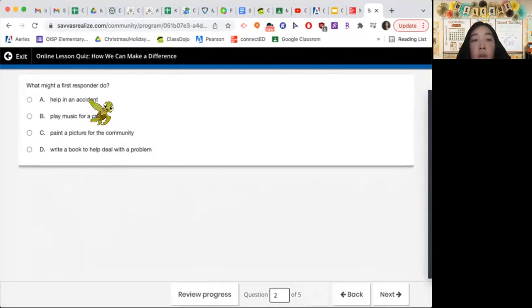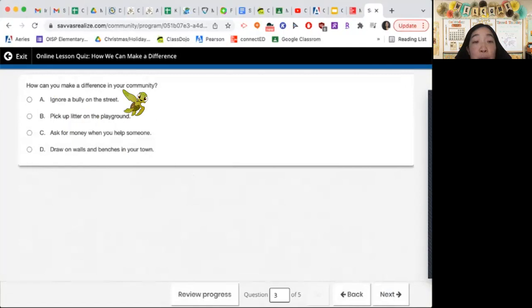Help in an accident. If you see an accident, then you call the first responders. You would call 911, and then they help with that accident. So if anyone ever gets into a car accident, or if you see a car accident, people call 911, and then the firefighters and the policemen and the ambulance will come and they'll help those that are in the accident.